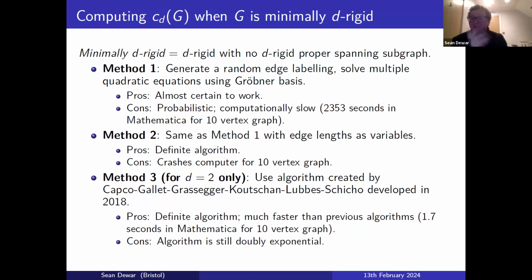You can do the same method as method 1, but you can use edge lengths as variables. This is a definite algorithm, which is good, but it just completely crashes computers if you get to 10 vertices. So it's not really very useful.